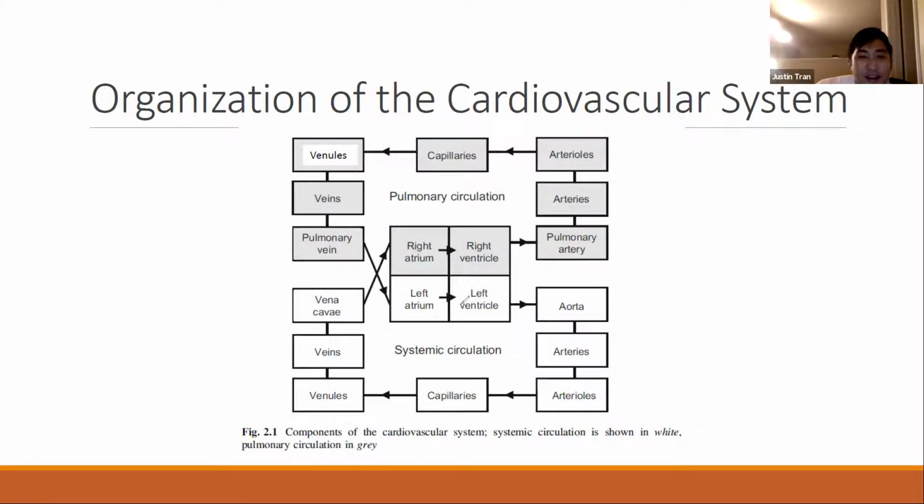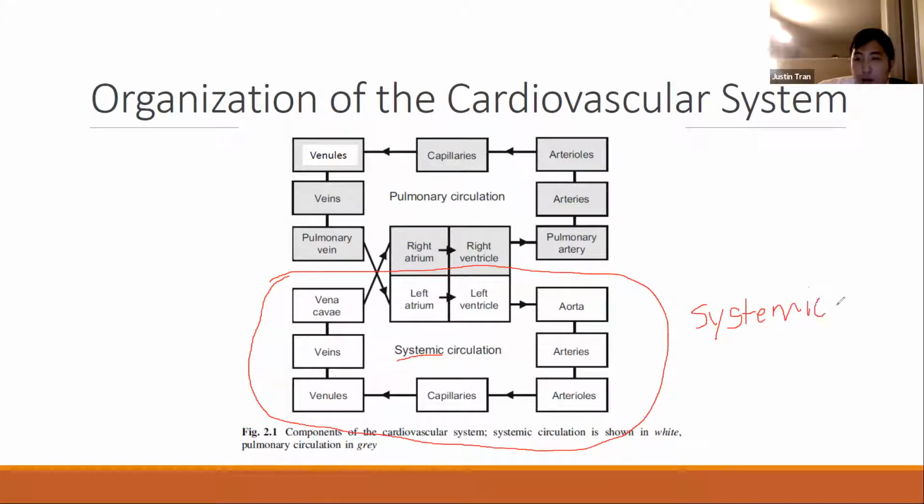Usually the circulation that we're normally accustomed to seeing is this one right here. This is what's known as your systemic circulation. Your systemic circulation refers to most of your body. This is your arms, your legs, your internal organs, and everything like that.